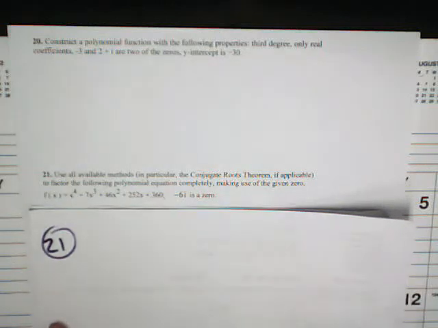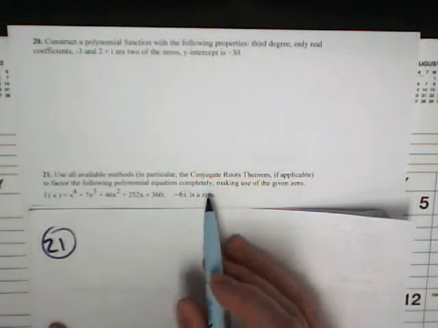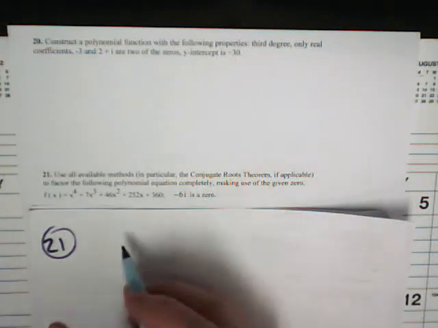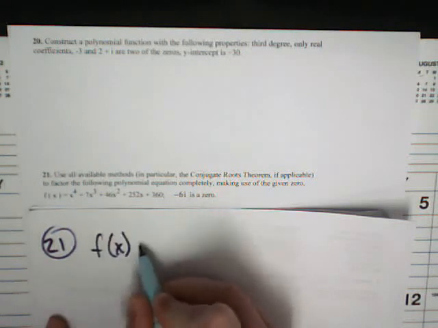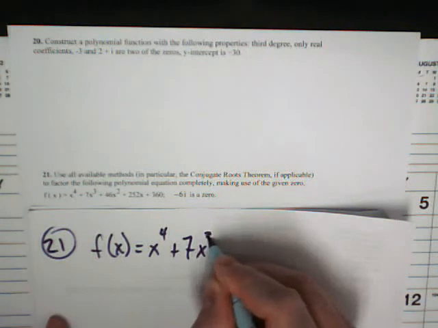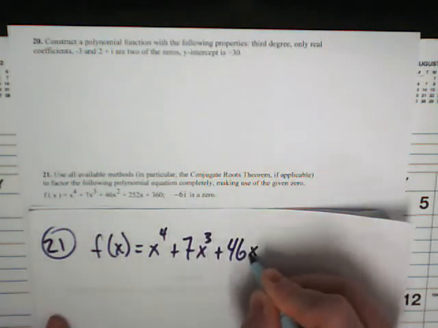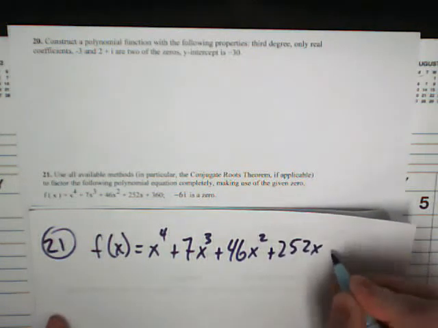Next up is 21. Use all available methods to factor the following polynomial equation completely. Make use of given 0. So they have this big long equation, function I suppose you should call it. I left enough room on my paper. This thing's huge.